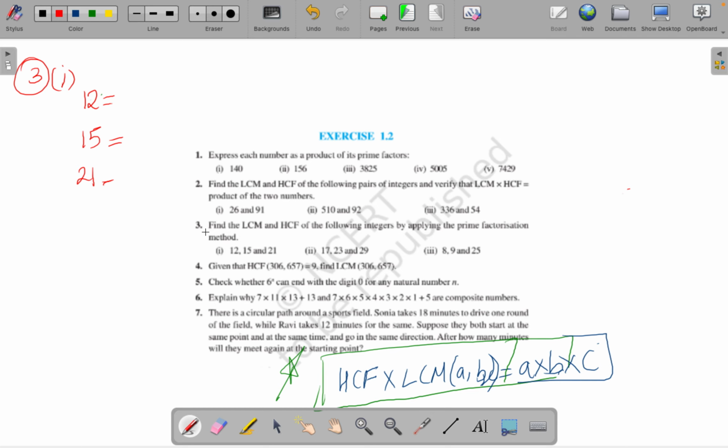So the factors of 12 are 2 squared into 3 to the power 1 into 1. Factors of 15 will be 5 into 3, and factors of 21 will be 7 into 3. So let's find out HCF.